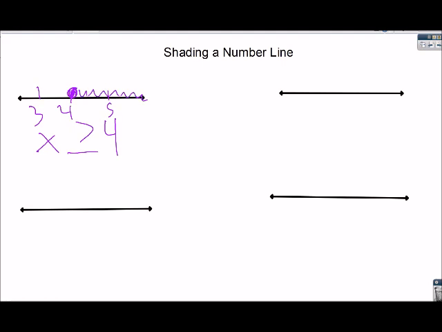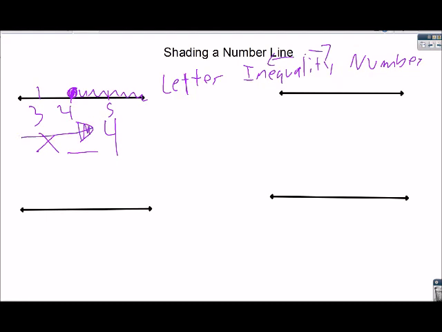And the way I remember it, as long as I do letter, inequality, and then number, the inequality will point to the direction to go. So right here, I just draw a line. There's my arrow. So it's telling me to shade everything to the right.